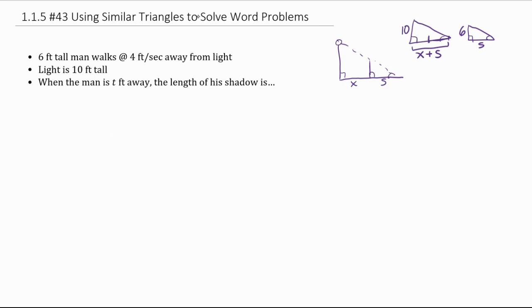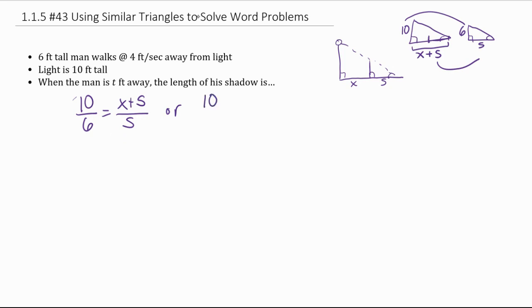for X. And then what you're doing is you're setting up a ratio here. And there's a couple of different ways to do it. You can say, okay, 10 is to 6. So you're comparing the large triangle to the small triangle. So 10 is to 6 as X plus S is to S. Again, that's an S, not a 5. That stands for shadow.